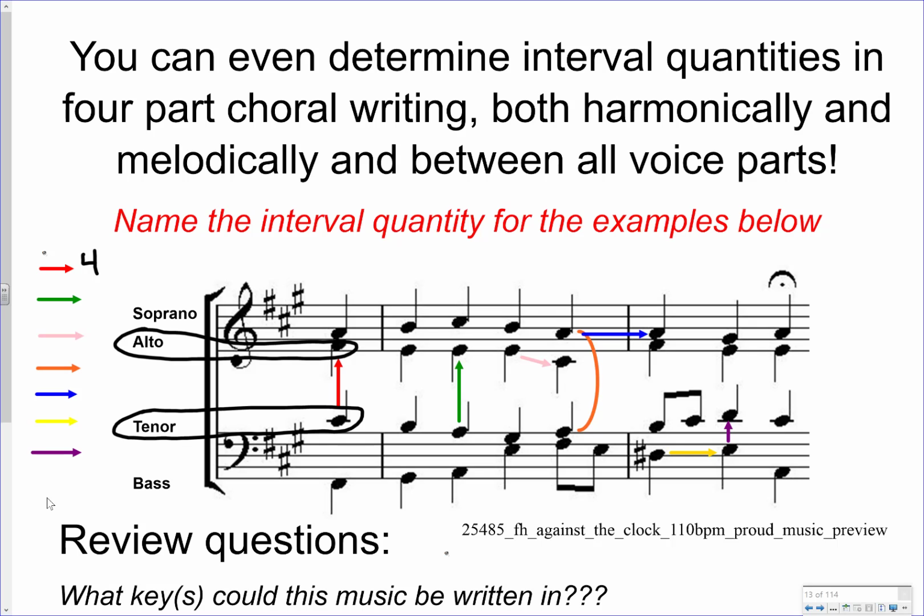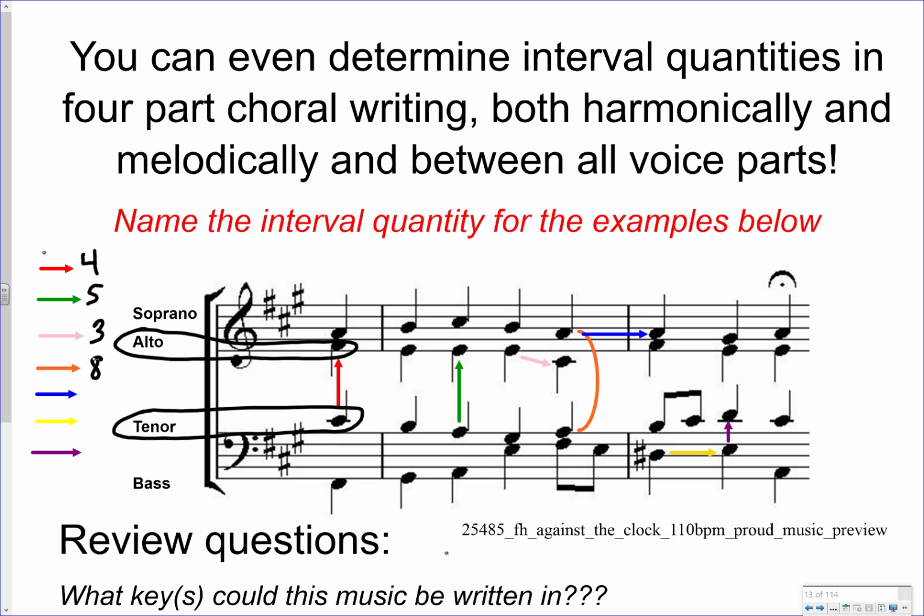Okay, college, so hopefully you came up with some answers. Let's take a look at the green arrow. Looks like we have an A up to an E, so that is the generic quantity of a fifth. The pink arrow looks like we have an E to a C, so that's going to be a third. That interval is melodic because it's not sounded simultaneously, it's sounded consecutively. The next one, the orange arrow, we're comparing the A to the A, and that would be an octave.